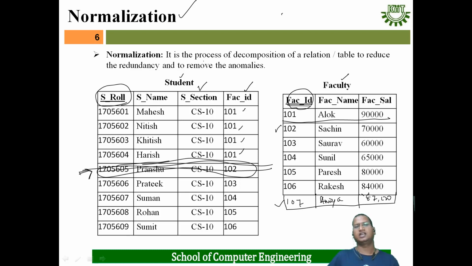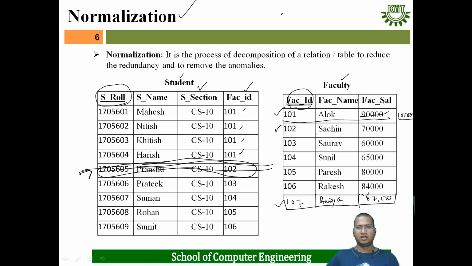Now we'll see the updation anomaly. Suppose the salary of faculty ID 101, faculty name Alok, is increased from 90,000 to 1 lakh rupees. Can we update that? Yes, we can update that. We will update it in only one place. No data inconsistency arises in this case. That means updation anomaly is not present here.